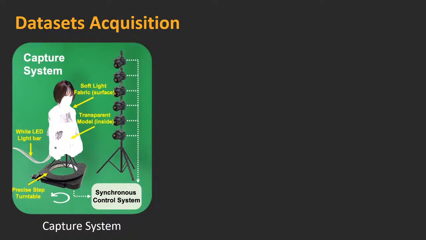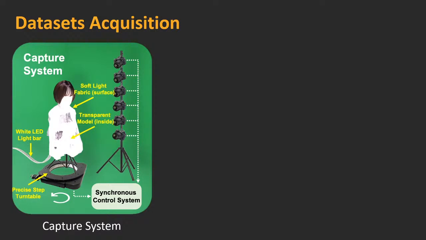For the data capturing, we designed a capture system for fuzzy objects. The system consists of a precisely controllable step turntable placed in front of the green screen and 6 cameras facing towards the objects. The fuzzy object is placed on the turntable.